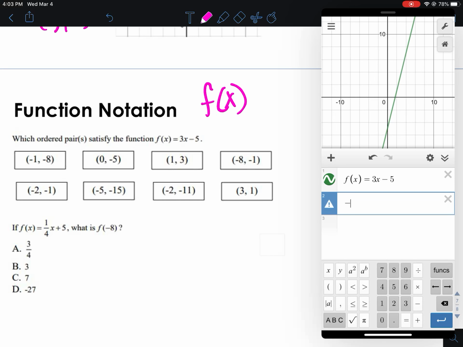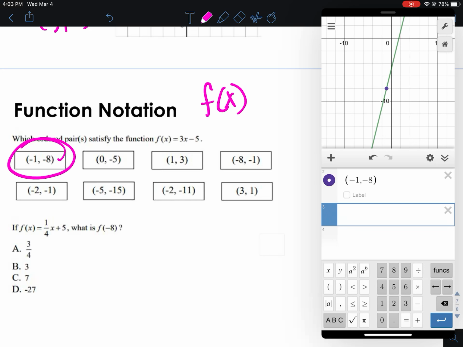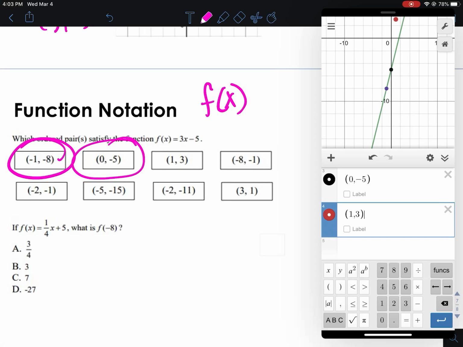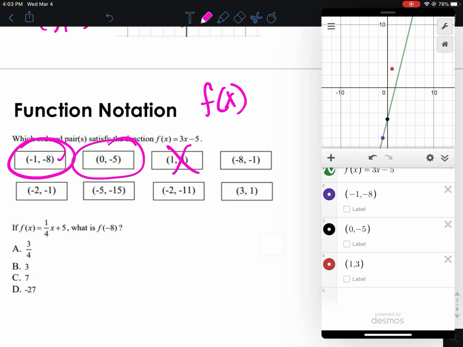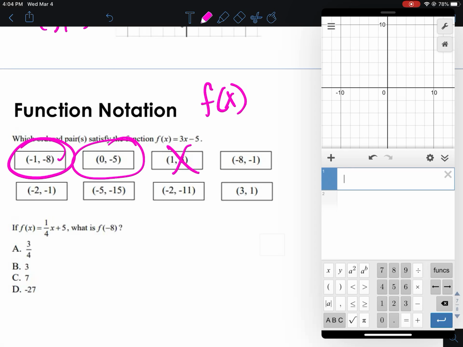So you could type in -1, -8, and you'll see that it's on the line, so that works. We're looking for points that are on the line, so then 0, -5, that also works. Let me try to find one that doesn't. 1, 3, see, that one doesn't work, so that's a no. So instead of plugging them in by hand, this kind of problem could take at least 5 minutes, maybe longer, depending. And it makes it a lot shorter. You could just get a quick visual and you know that that has to be a solution.